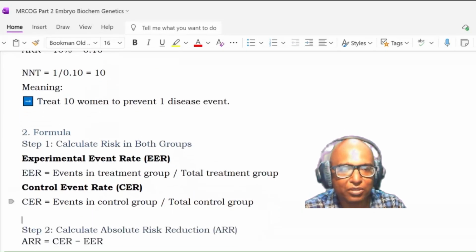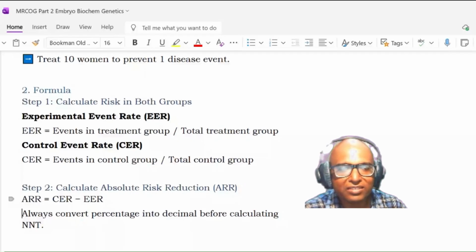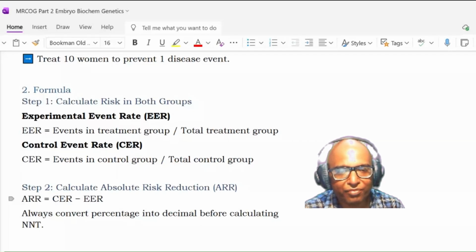So let's see the formula. Step 1 in NNT is to calculate the risk in both groups. First we calculate the EER, the experimental event rate, that is events in the treatment group over the total treatment group. Then we are going to calculate the control event rate.